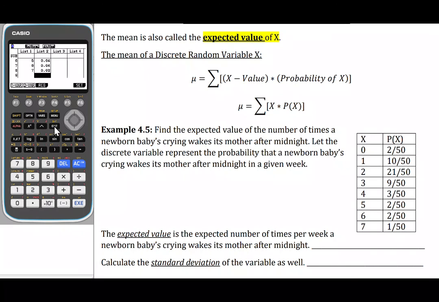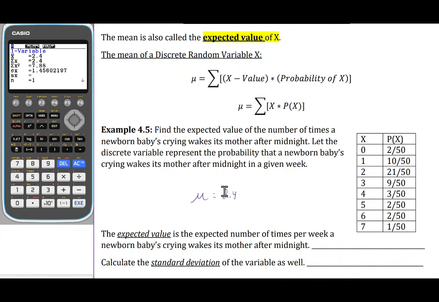We can press Exit once, and then calculate a 1 var statistic. This is only one variable because all we're worried about is how many times a newborn baby's mother is woken up by the newborn baby. So it's only one variable. So we're going to click F1 for one variable, and we'll get that the mean of this probability distribution, mu, is 2.4, and the standard deviation is 1.45 or 1.5.